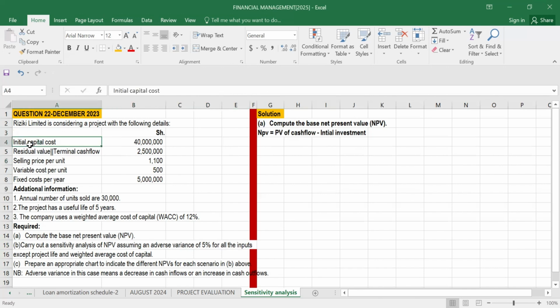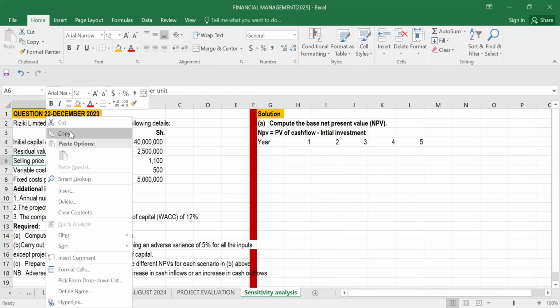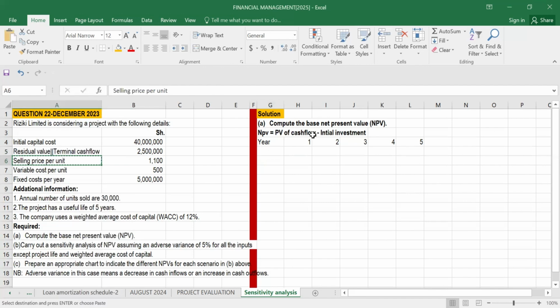In additional information number 2, we are told that this project has a useful life of 5 years. So the first thing we need to do is to set up our years, from year 1 all the way up to year 5. And then we're going to have the various variables which we need. For us to be able to compute the cash flows from this project, we are going to take the sales minus the costs. That is how we are going to get the cash flows.